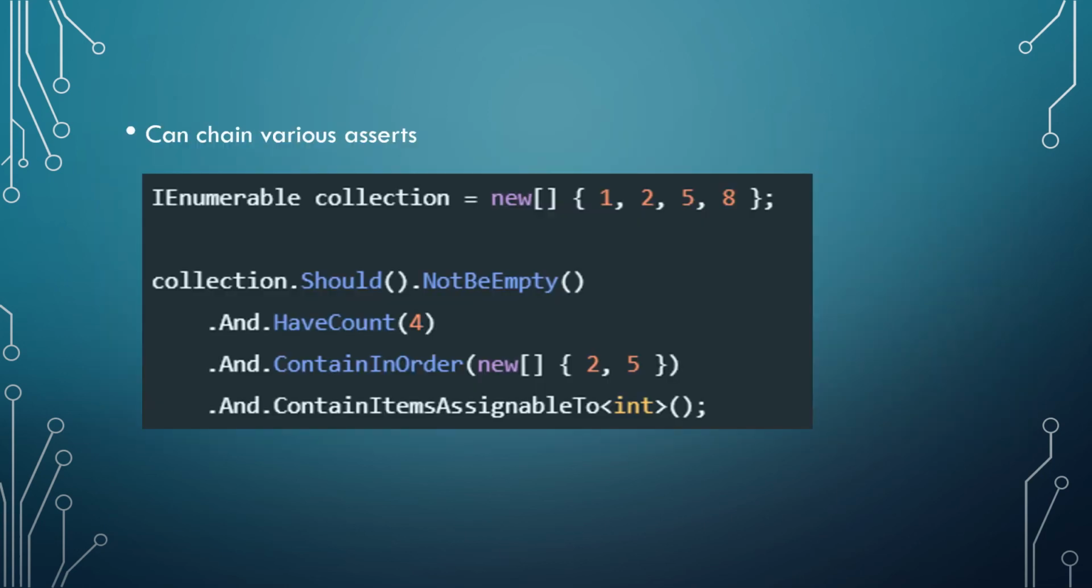This is an example I took from their website, which is again working with collections, but with the ability to chain multiple conditions. In this example, it's also so easy to read. It's exactly what it says. The collection should not be empty, and the number of items should be 4, have a count of 4, and contain in order, and it should be assignable. Assignable helps you check when you have objects derived from other classes. You can just check if it is of type base. So this is another good example of chaining different conditions and working with collections.